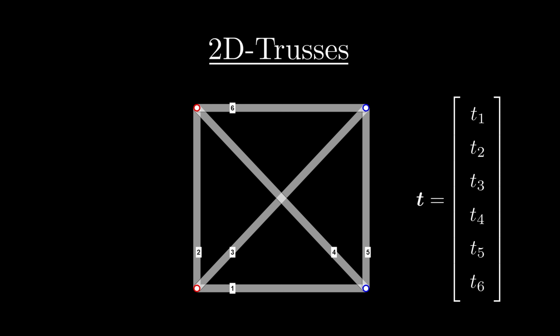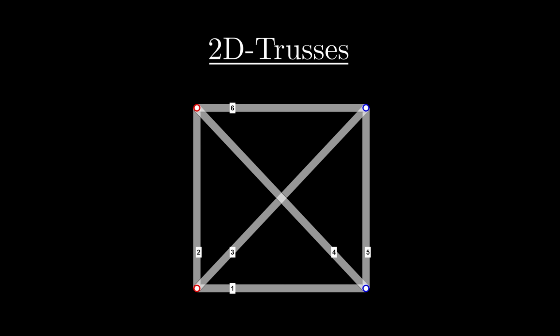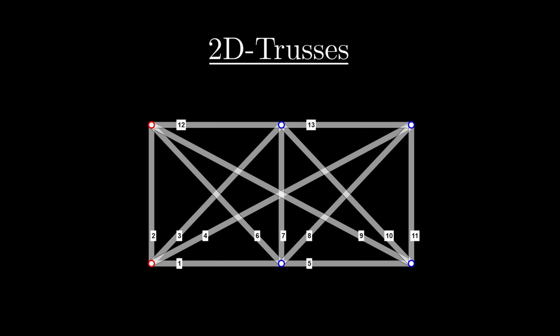Note that each bar in such a truss has its own unique number, and the volume of each bar is stored in a vector t. t1 represents obviously the volume of bar 1, t2 represents the volume of bar 2, and so on. These are obviously the design variables of the truss, which are unknown at the beginning and need to be determined through the truss design process. Through this video we will explore various truss structures, including some with over 1000 bars.